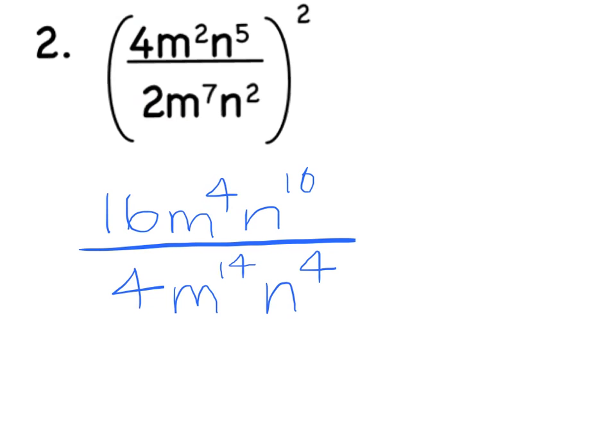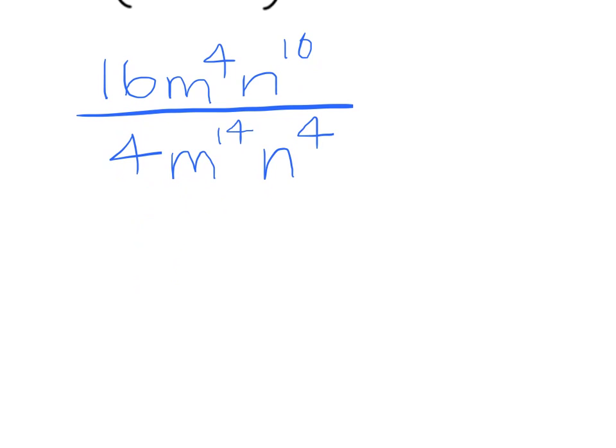So what I'm going to go ahead and do now is simplify my fraction. To do that, I'm going to simplify 16 divided by 4. So I know 4 goes into 4 once, 4 goes into 16 4 times. So I'm going to get my fraction all set up here. I'm going to put a 4 in my numerator.